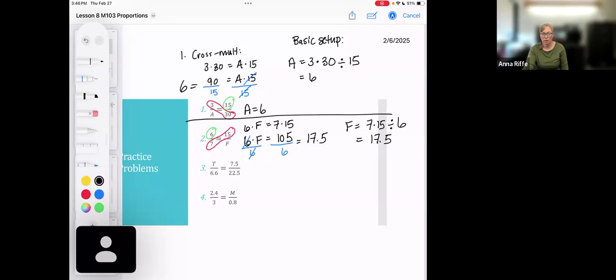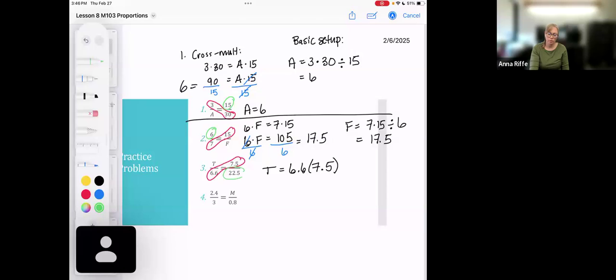Okay. This next one, I'll go ahead and do, but I'm only going to use one method. I think I'll do that basic setup method. That's what I'm probably going to lean towards more in the word problems coming. I'm going to find that diagonal that has all numbers, not a variable. And I'll note that T is equal to 6.6 times 7.5. So I'm going to multiply those two quantities together.